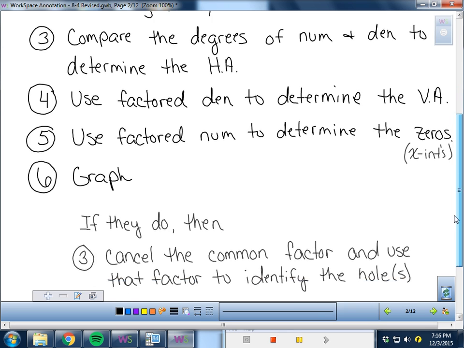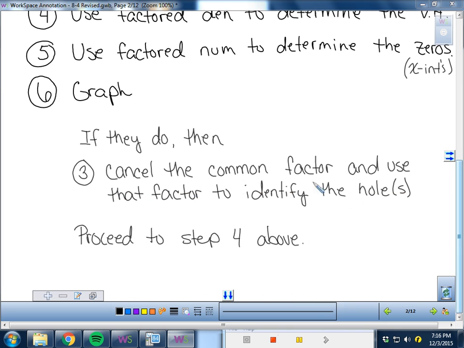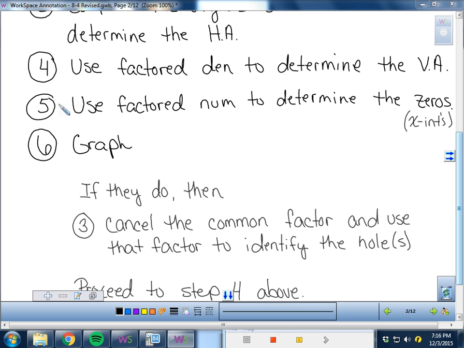If they do have common factors, then we're going to use that common factor to identify any holes there are in the graph. And then after that, you can proceed to step 4 up here and then continue on until you graph. I'll probably graph along the way. You can graph at the end if you want to. I like to do it all at once.